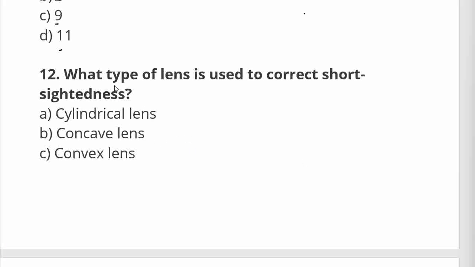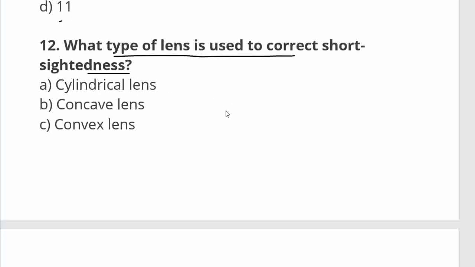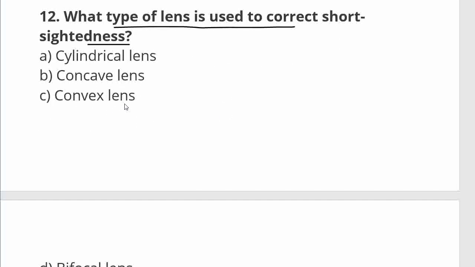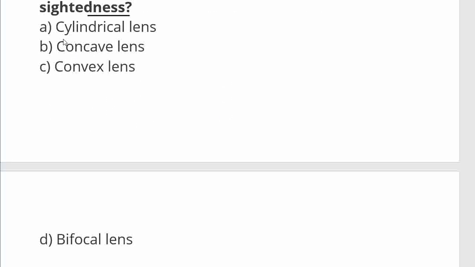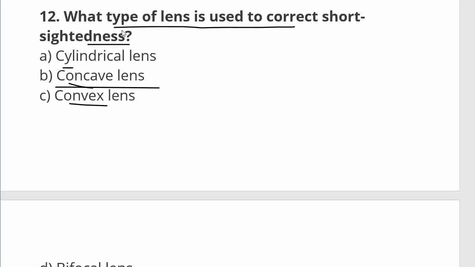What type of lens is used to correct short-sightedness? Options are A. Cylindrical lens, B. Concave lens, C. Convex lens, D. Bifocal lens. Now the right answer is option B. Concave lens.